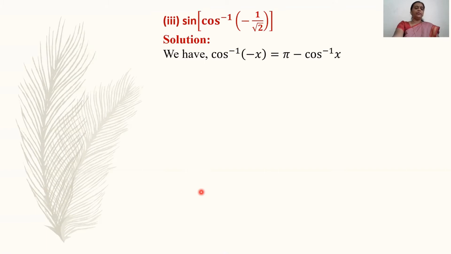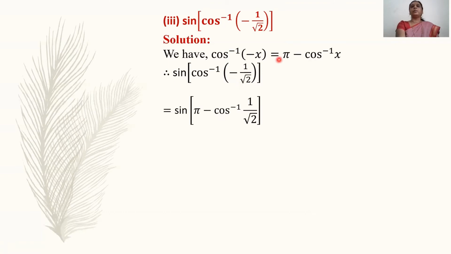Sine in the bracket cos inverse in the bracket minus 1 by root 2. Now see the solution. We will write the formula cos inverse minus x is equal to pi minus cos inverse x, from the property of the trigonometric functions. Using this property, cos inverse minus 1 by root 2 can be written as pi minus cos inverse 1 upon root 2.